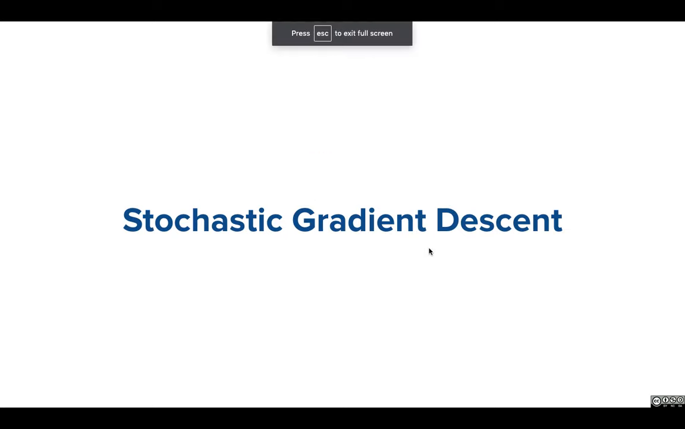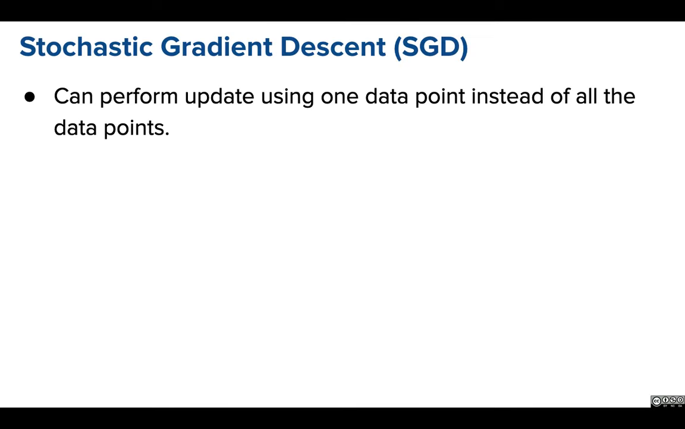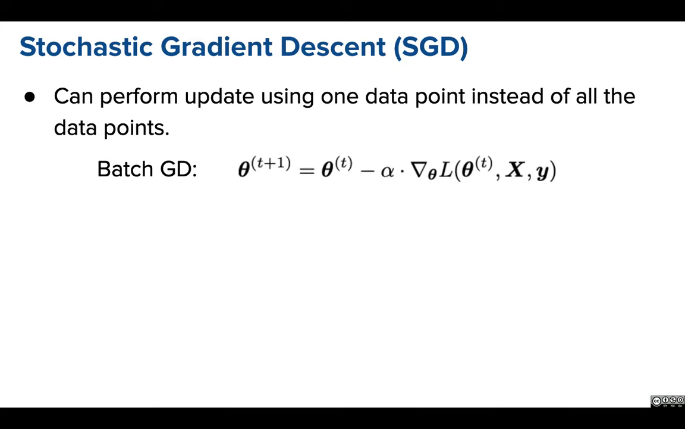And I want to talk to you now about what we call stochastic gradient descent. So we saw in the previous gradient descent algorithm that at every update of theta, we update theta using the average gradient for all the data points. And it turns out that there's a version of gradient descent where instead of taking the average across all the data points, you just take a single data point and make an update using that single data point.